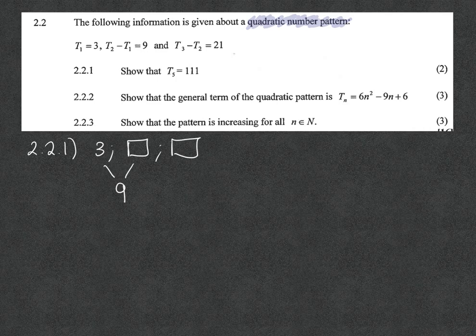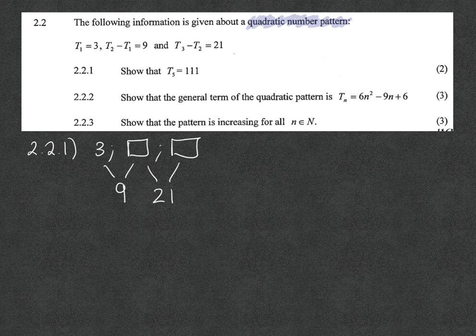2.2.1, show that T5 equals 111. Okay, so the first thing that I would do, words are not really our friends, guys. So what I would do is change this into our pattern format. So term 1 is 3. Term 2 we don't know, but we do know that the first difference is 9. And term 3, we don't know this, and we don't know this, but we do know that the difference between term 3 and term 2 is 21.